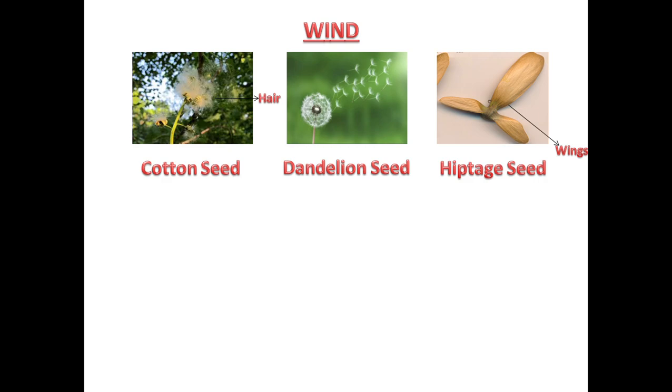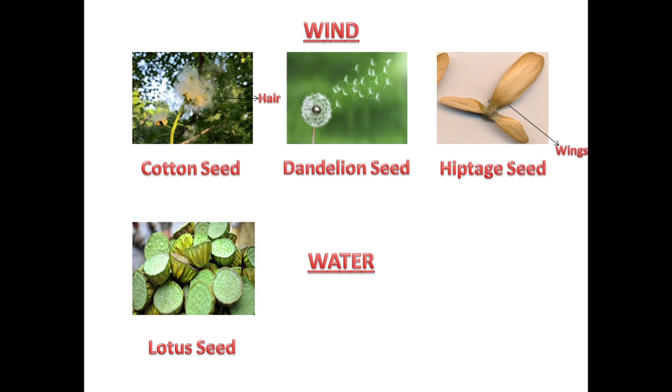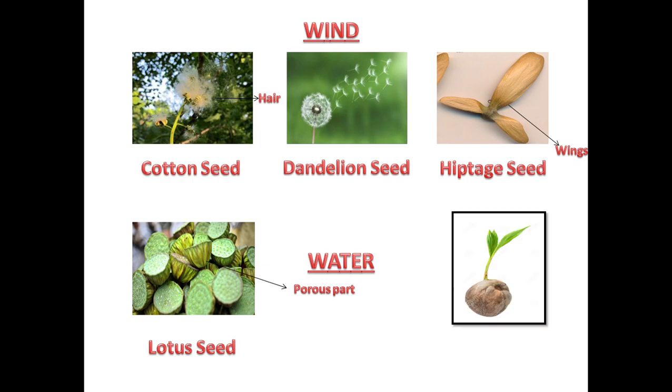Our next agent is water. Here you can see lotus seed. See its porous part. Now this is coconut seed. See its fibrous coat. So the porous part and fibrous coat of these seeds help in their dispersal by water.